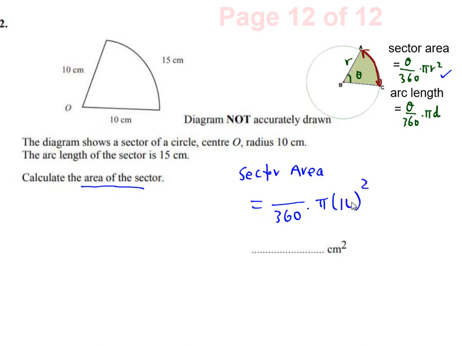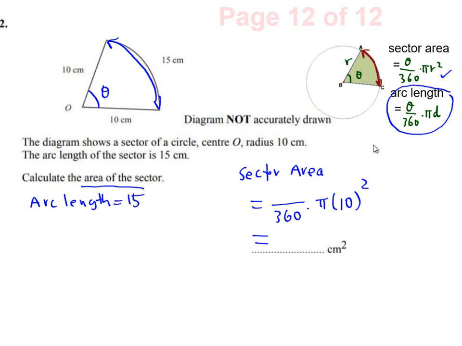Now r is equal to 10. Theta is the value that we do not know, that is missing. We need to find theta before we can find the sector area. We can find the value of theta by using the formula of arc length, because we know the length of the arc from here to here is 15. Let's see how we do this. So we know that the arc length is equal to 15.